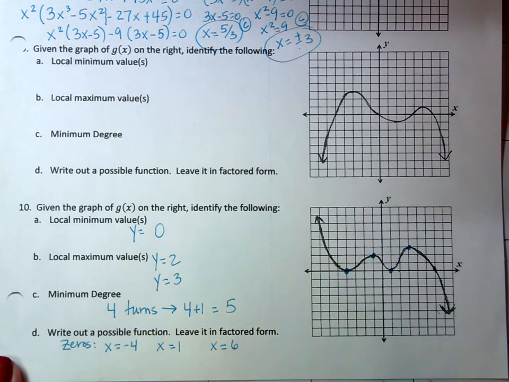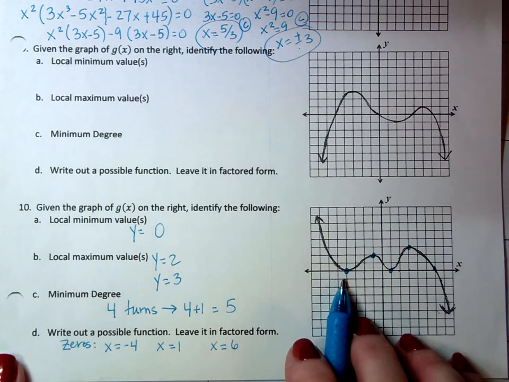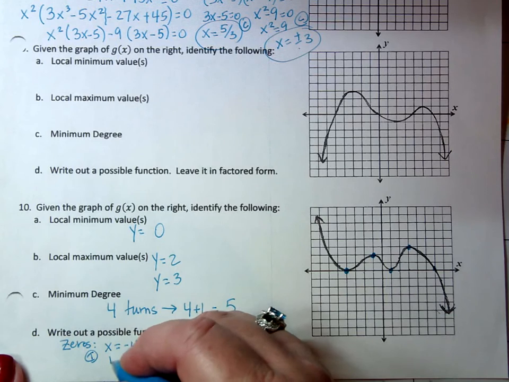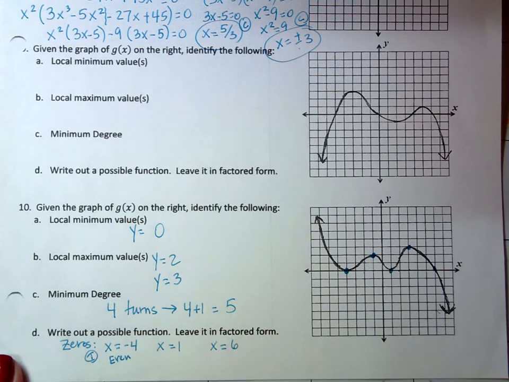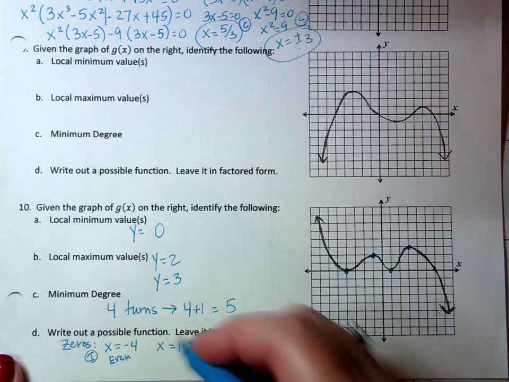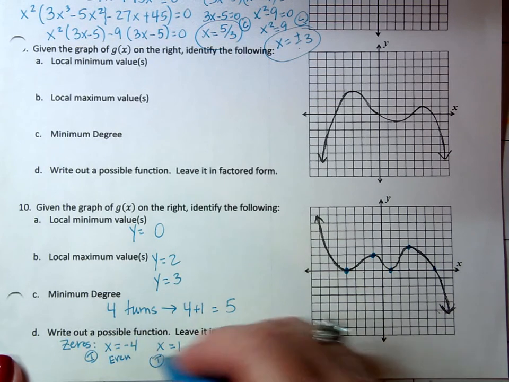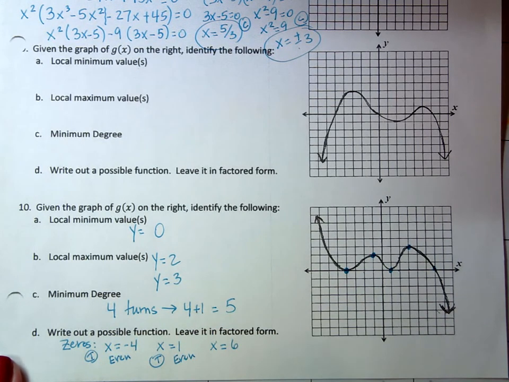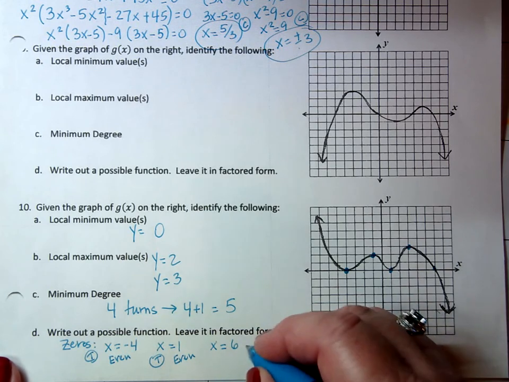Now over here it's tangent. This guy was a tangent place. That means that there has to be an even power on this guy. At 1, again, it's tangent. It turns around. So this has to also have an even power. And then 6, it crosses. So 6, it crosses, which means it has to be an odd powered group.